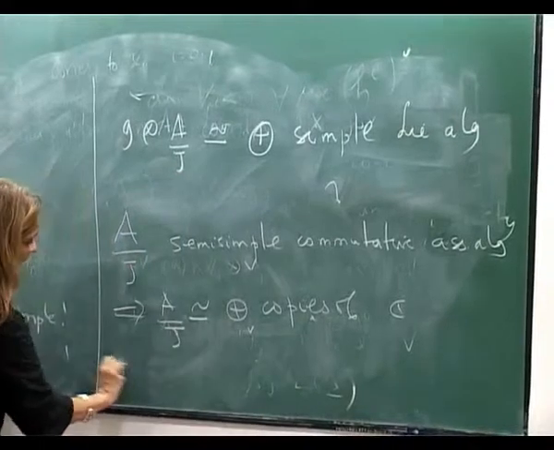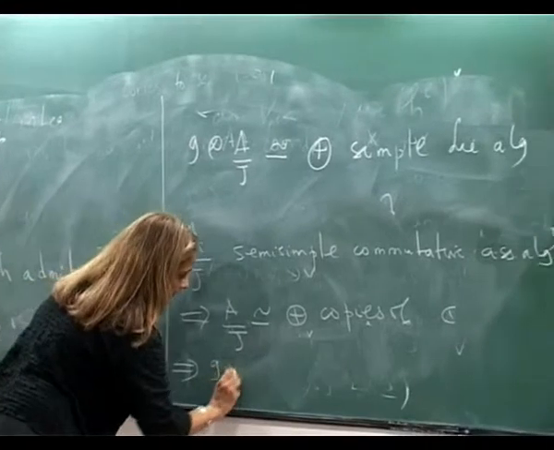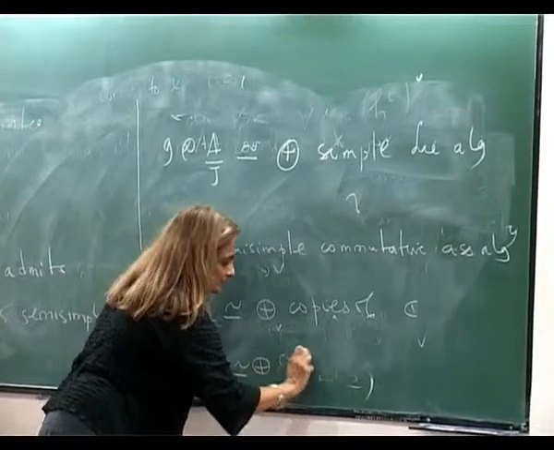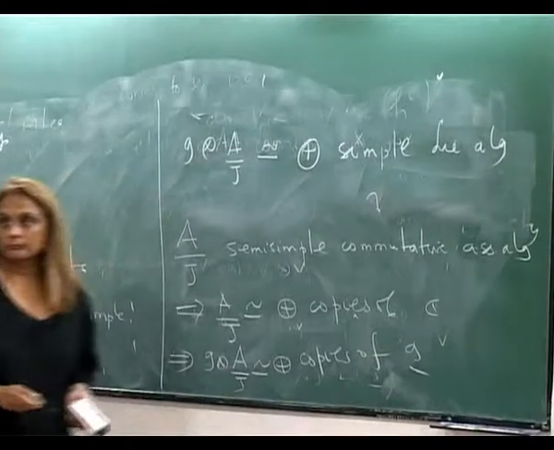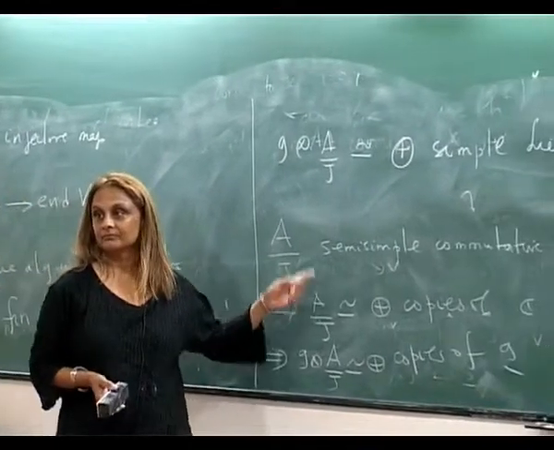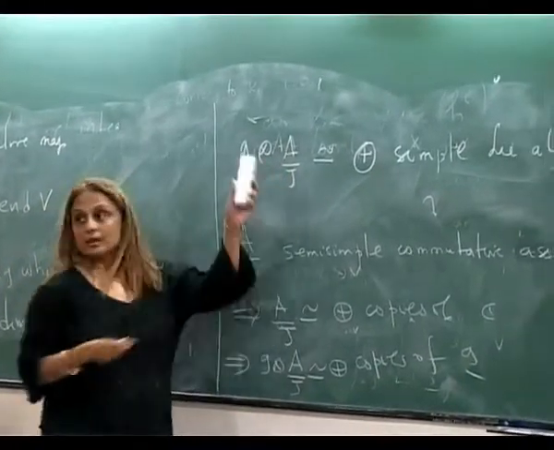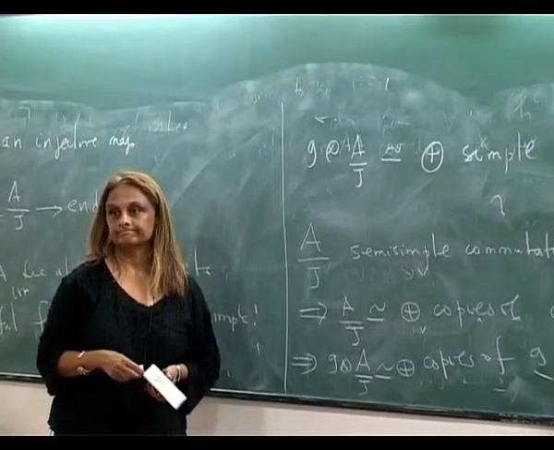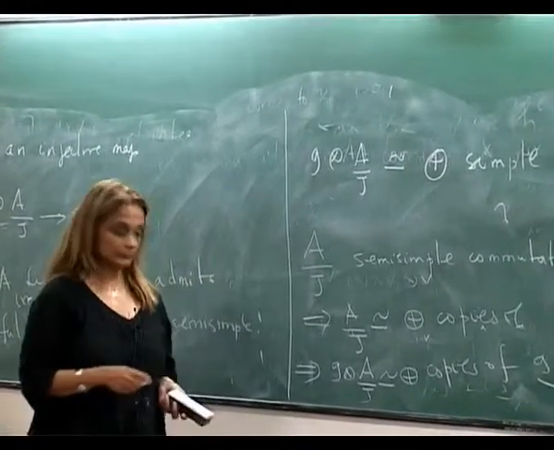And that means that G tensor A over J is a direct sum of copies of G. So how do I get to this from this? This is a finite dimensional algebra, so you write it as a direct sum using the idempotents. So you use the structure theorem for associative algebras.